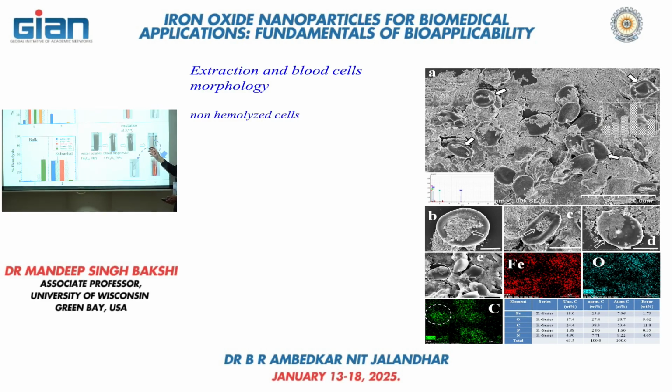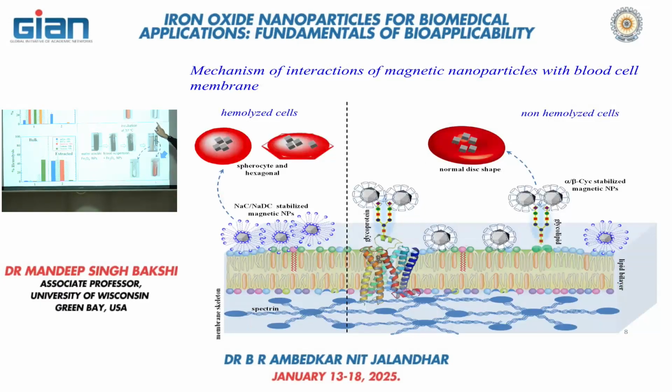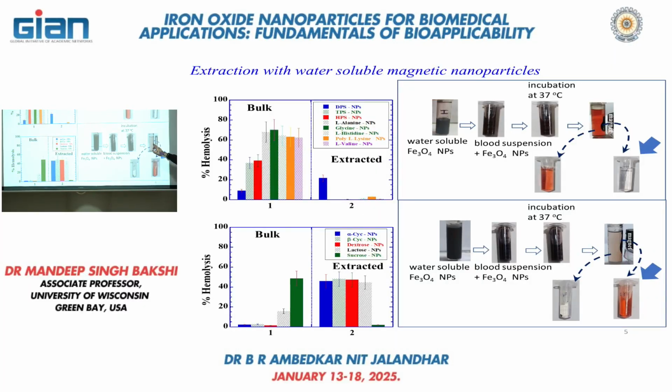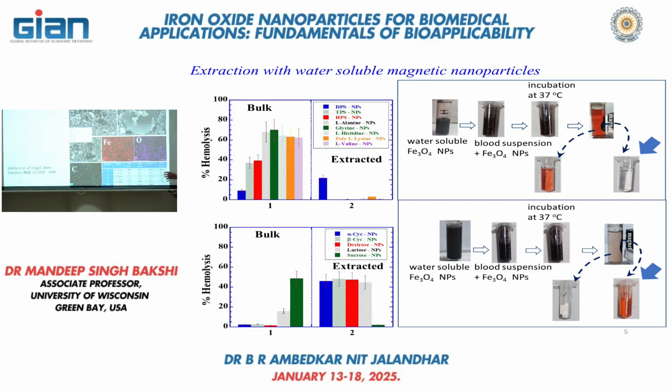Now, the meaning of this is, this assembly contains not only the magnetic nanoparticle, but also the blood cells. So when we are going to place the magnet over here, the magnetic nanoparticle along with the blood cell are being extracted, and that is why they are over here. So in this way, what is the mechanism?